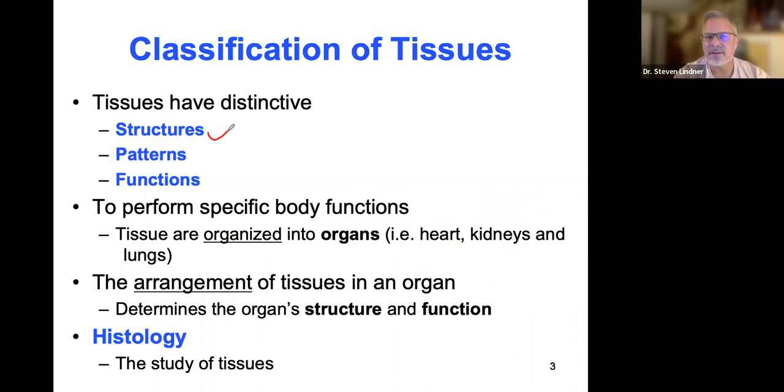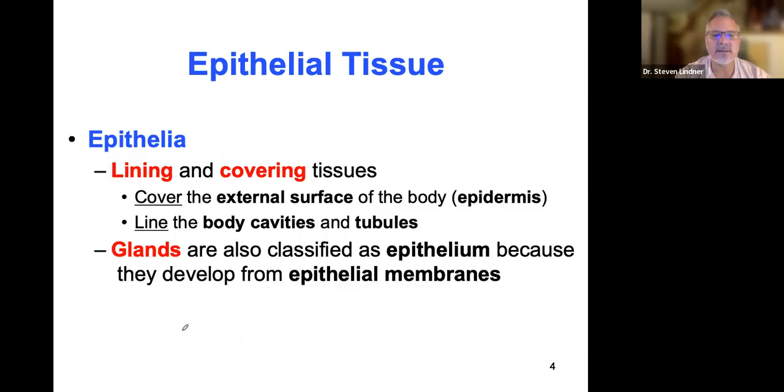Tissues all have distinct structure. And if their structure or form is different, then their function is going to be different, right? Basic principle of anatomy and physiology: structure determines function. And tissues are important because tissues come together to form organs. Just like chemicals come together to make cells, cells come together to make tissues, tissues come together to make organs, organs come together to make systems, and then the 11 systems make the organism. When we're studying tissues, we call that histology. When we're studying cells, we call it cytology.